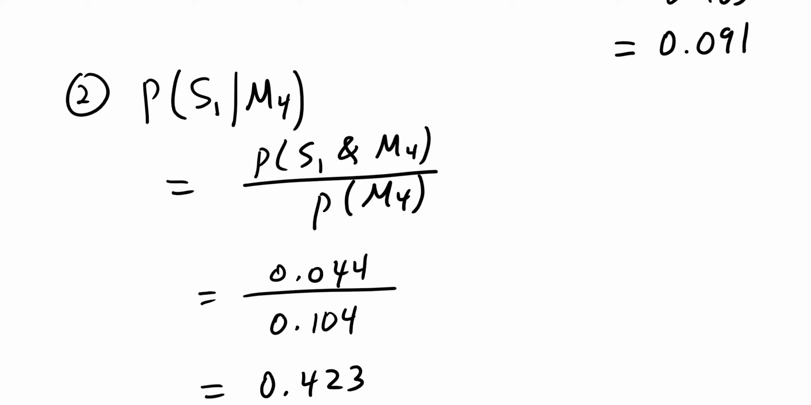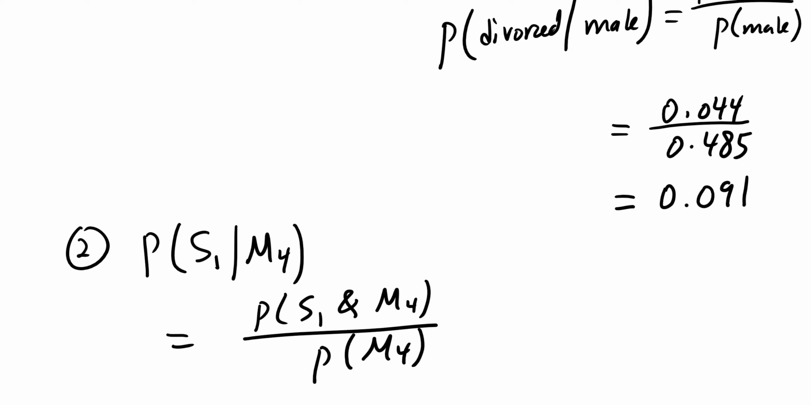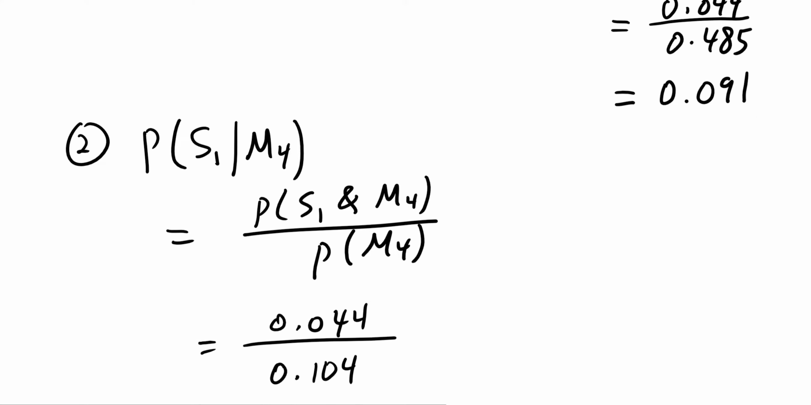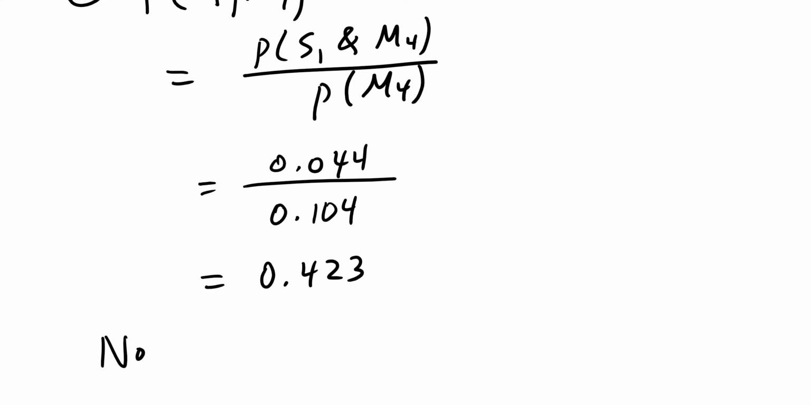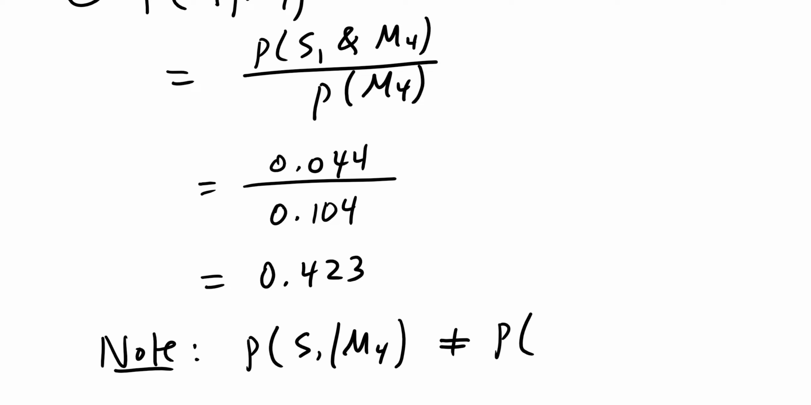Notice something here. The first one I found here was the probability M4 given S1, and here I found S1 given M4. So note, they're not the same. Probability S1 given M4 is not the same as the probability of M4 given S1. That's a good thing to know.